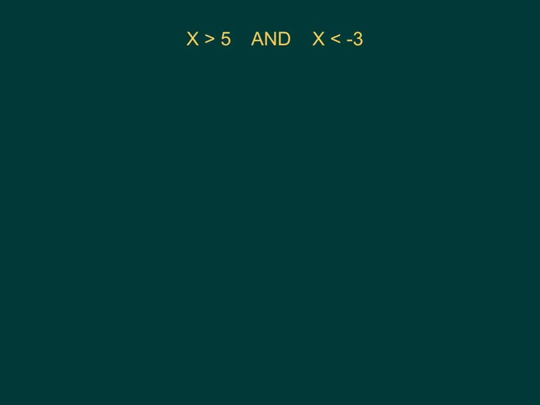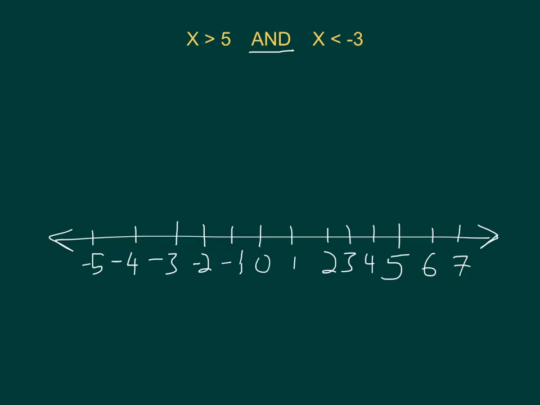Here's another example. x is greater than 5 and x is less than -3. Well, if I draw my number line with my -3 and my 5, I can start with just one at a time. x is greater than 5. I'm going to draw an open circle because it's greater than and not equal to. Then I'm going to look at the shape of that, and I'm going to match it to the shape of that arrow. So x is greater than 5 looks like that.